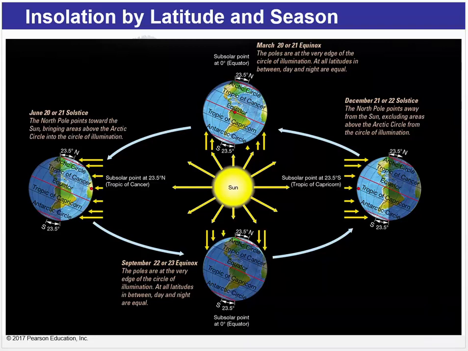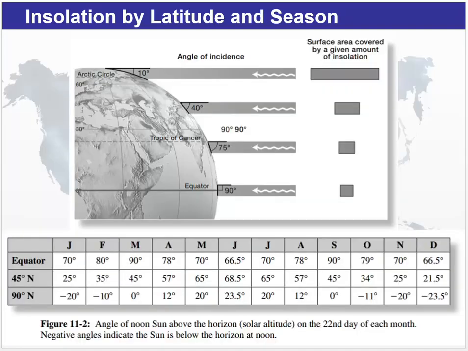Well, we are going to be calculating or using the angle of incidence to take a look at what the angle of the noon sun above the horizon on any given day would be. So it's important to note that if you see a negative number, again, it's described down here as well, a negative number means that the sun is going to be below the horizon at noon, right?